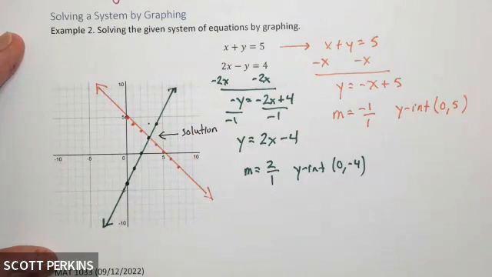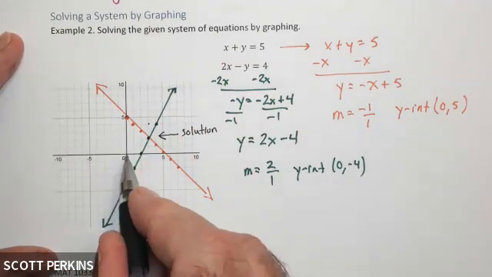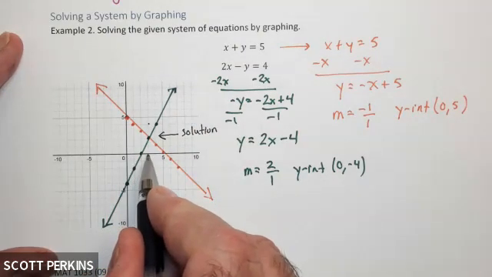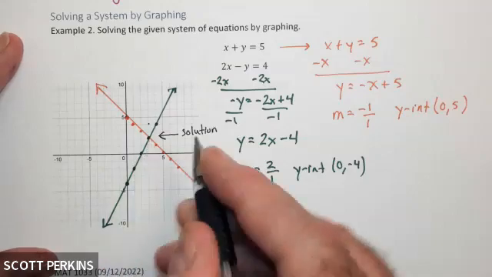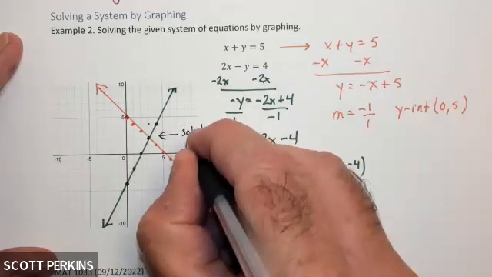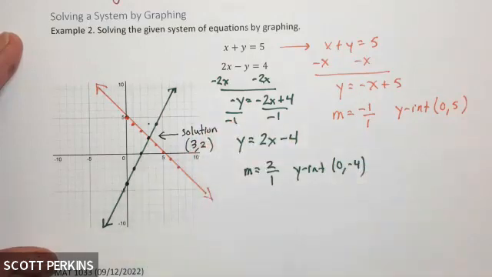And in this case, we can read that right off the graph. I can just go ahead and say, okay, I'm going to go over 1, 2, 3 in the x direction, and then 1, 2 in the y direction. So the solution is the point 3, 2.